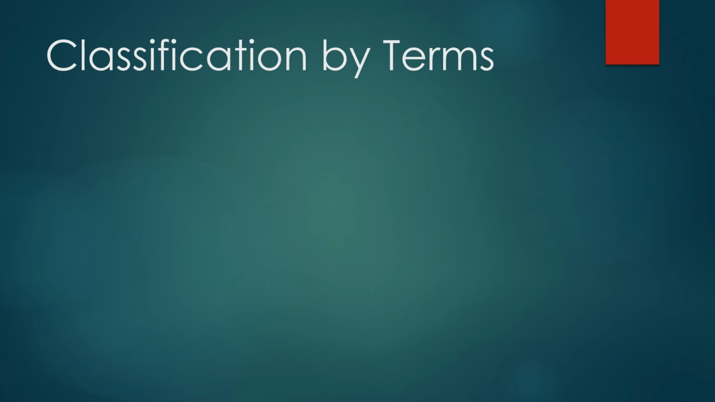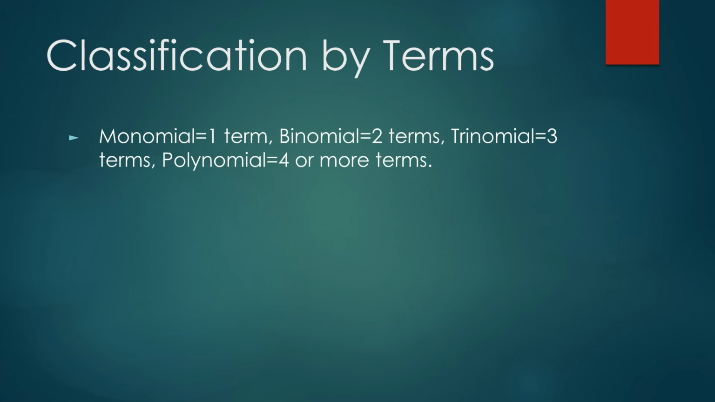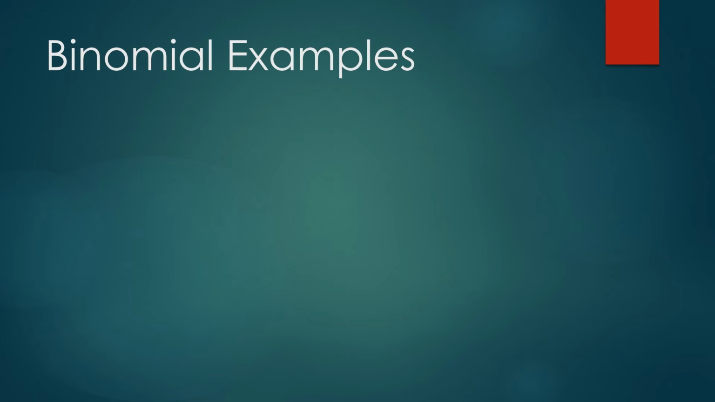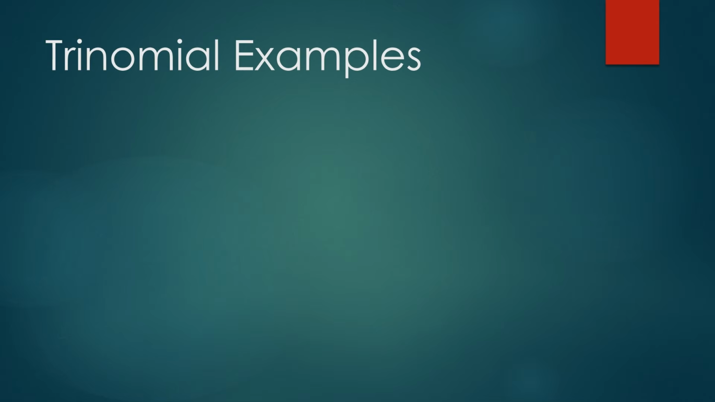Polynomials are classified by the number of terms. Monomials have one term, binomials have two, and trinomials have three. Polynomial is the general name for expressions with 4 or more terms. Here are some monomial examples: 7x², −4y, and 12. Binomial examples containing two terms include x + 2 and 3x² − 5. Trinomial examples with three terms are x² + x + 4 and 3x² − 2x + 7.